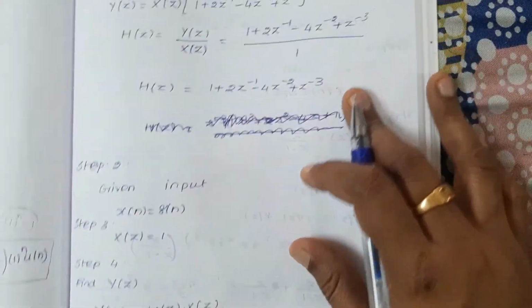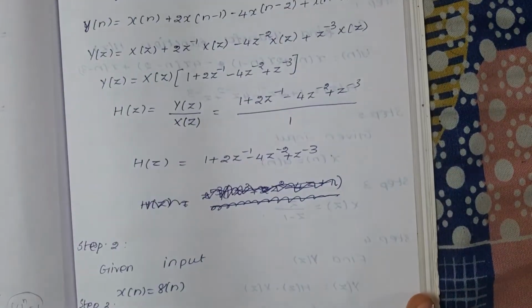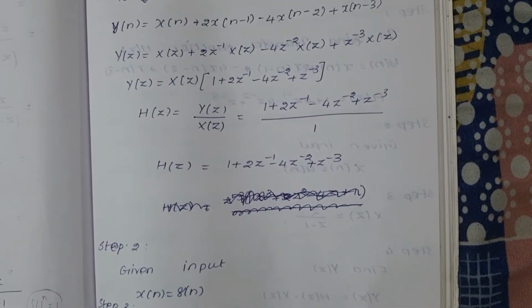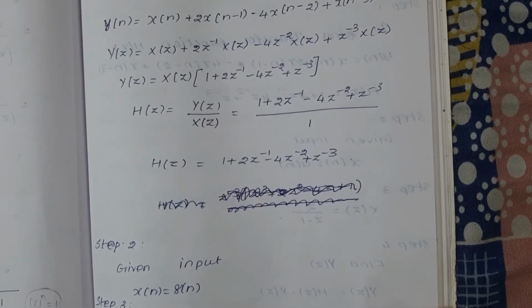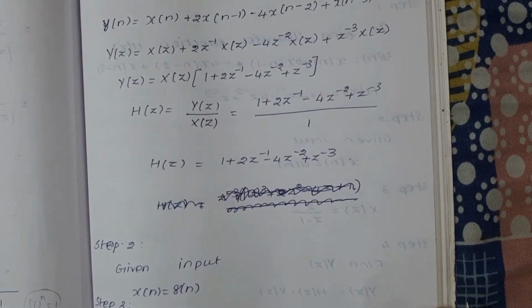Given this, first find the transfer function as the first step. Write the difference equation: y of n is equal to x of n plus 2x of n minus 1 minus 4x of n minus 2 plus x of n minus 3.